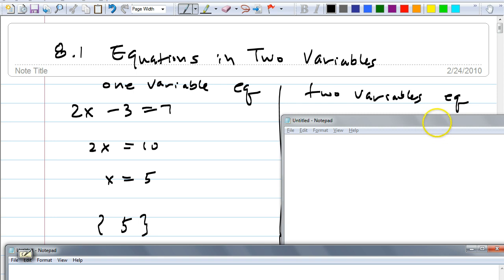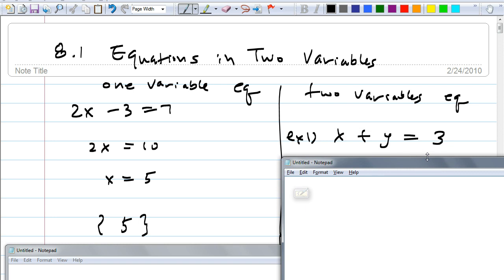Well, with a two variable equation, it's a little bit different. So for example, let me give you a simple one: x plus y equals 3. Harrison, what can you tell me about the solution for this equation? What kind of values can you plug in for x and y so that it equals 3 when you add them? If x is 0, then y has to be 3, because 0 plus 3 is 3.